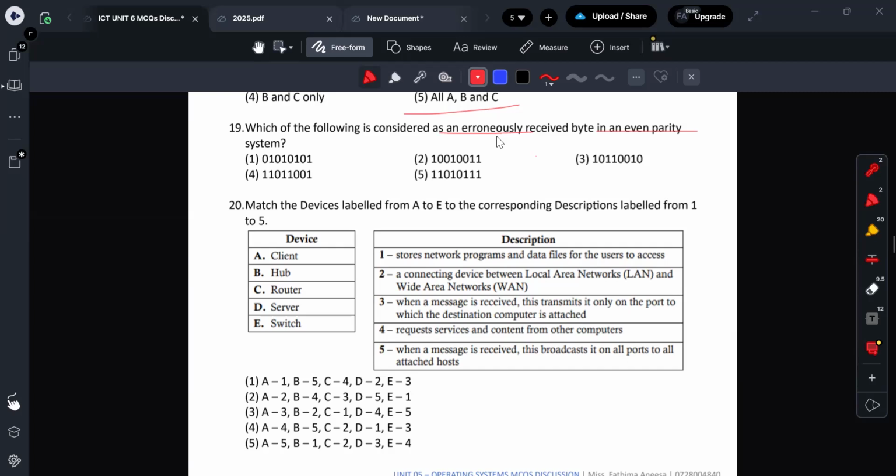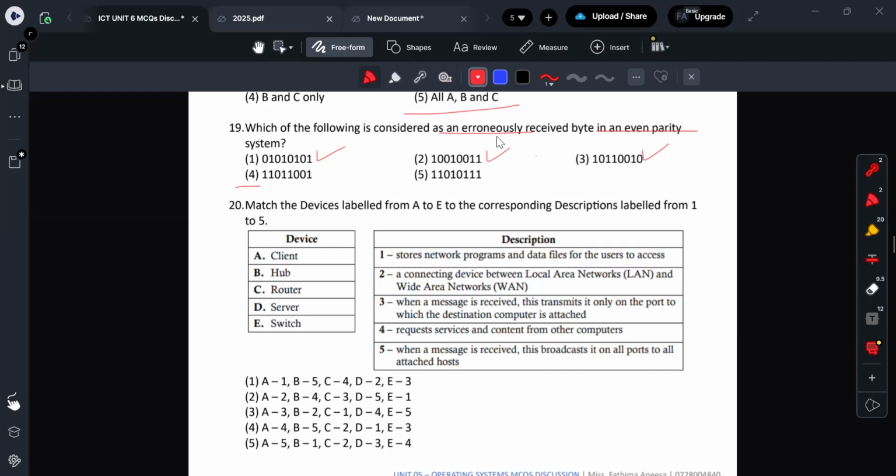So in the first one, when you count how many ones there are: 1, 2, 3, 4. So that is correct. No, an error has not occurred, since they are using an even parity bit here. If they were using an odd parity bit, it would be otherwise. So in the second option also there are 4 ones, so that is also correct. In the third option also there are 1, 2, 3, 4 ones. In the fourth option there are 1, 2, 3, 5 ones.